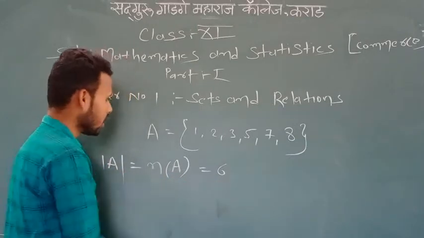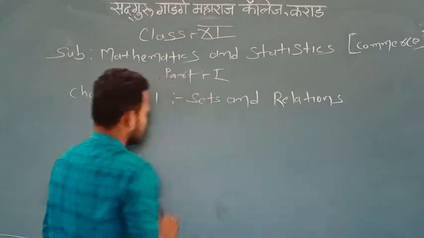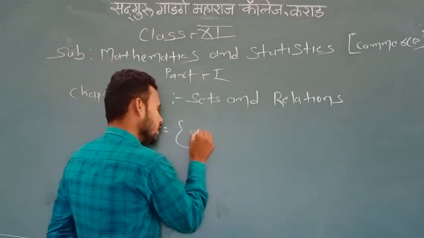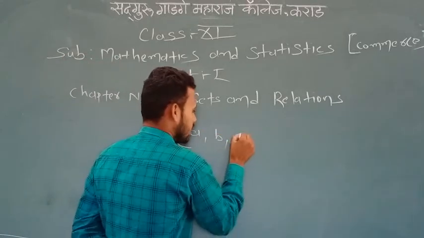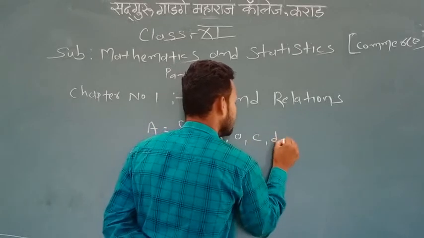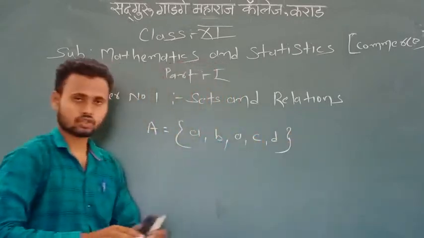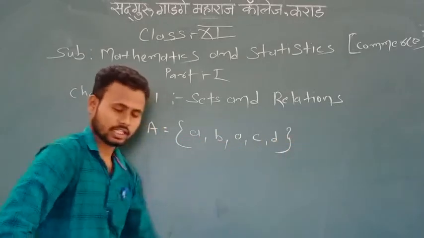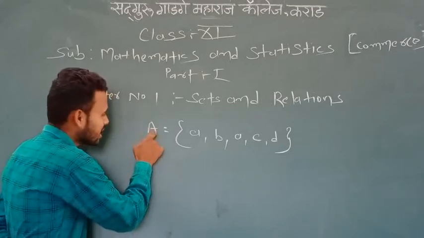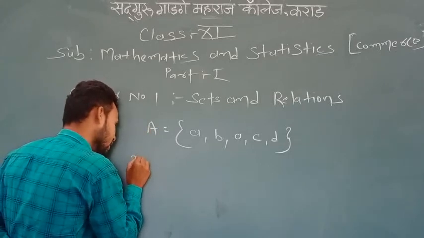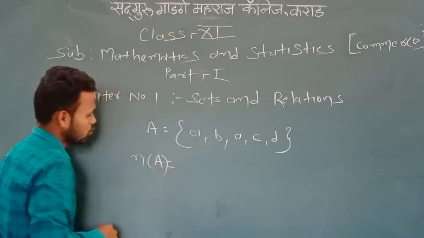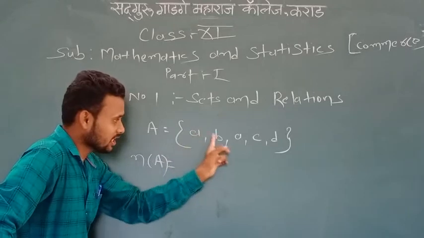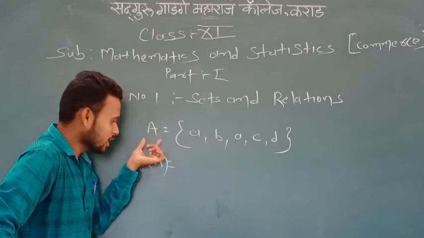Now, if I take the next example, suppose A equals the set containing the elements a, b, a, c, d. Then find the cardinality of set A, or the number of elements of set A. Then n(A) is equal to the number of elements of set A. By definition, the number of distinct elements contained in a finite set A is called n(A).